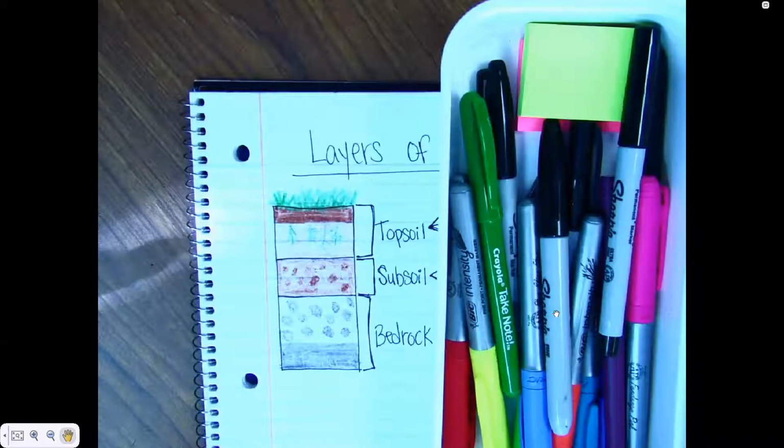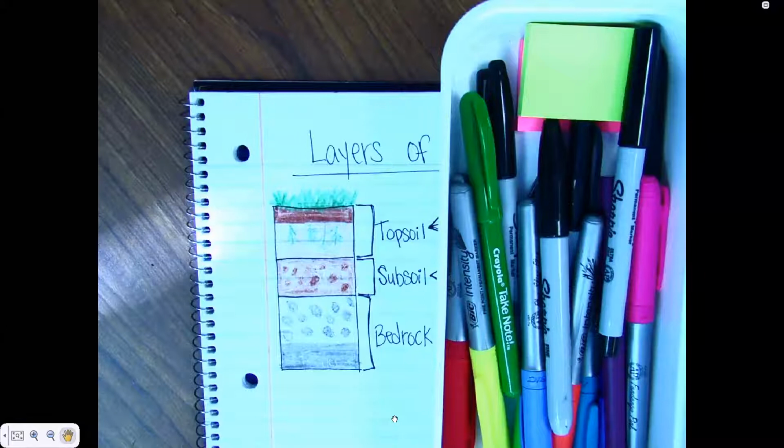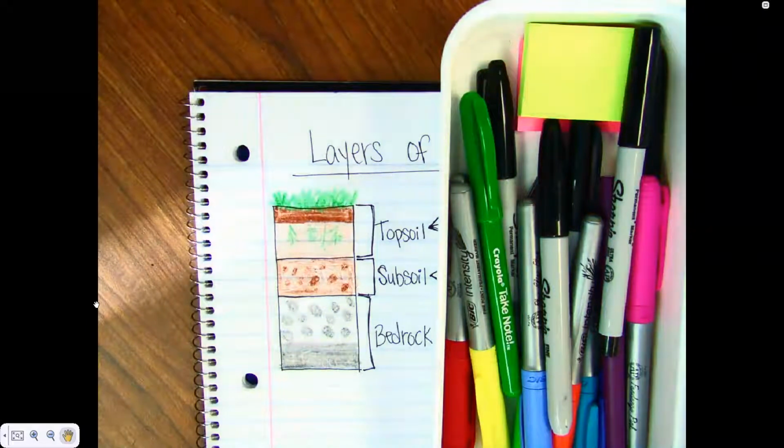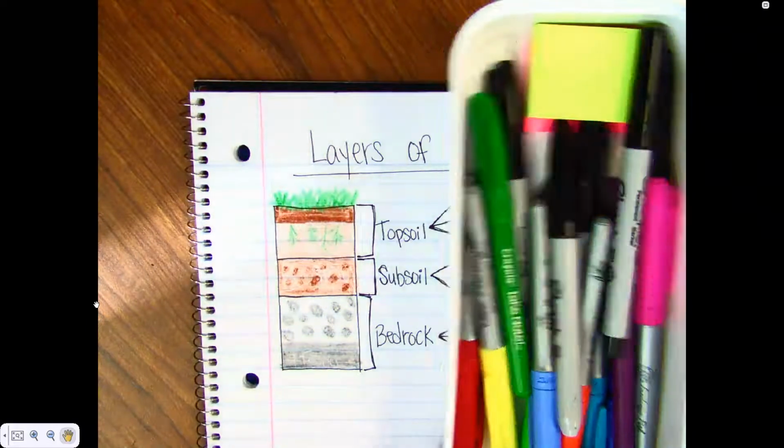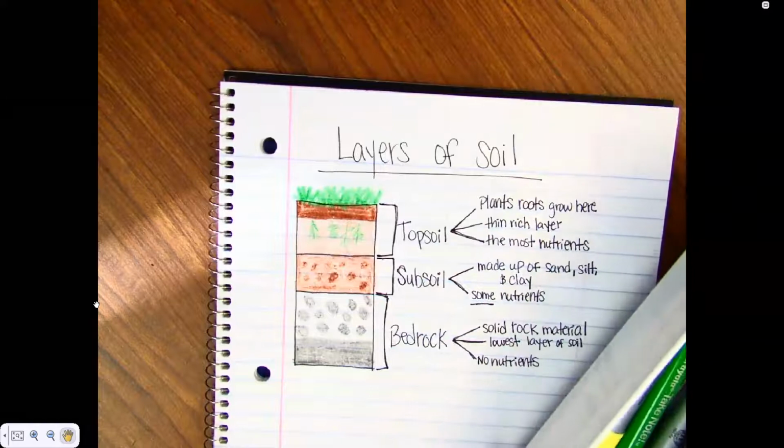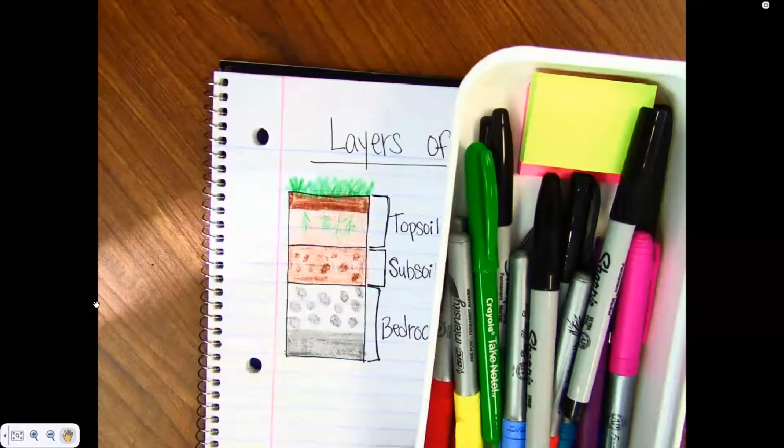Who can tell me one thing they remember about subsoil? Holly, what's one thing you remember about subsoil? It's called something like rich. Okay. So that would be the topsoil, our thin, rich layer.